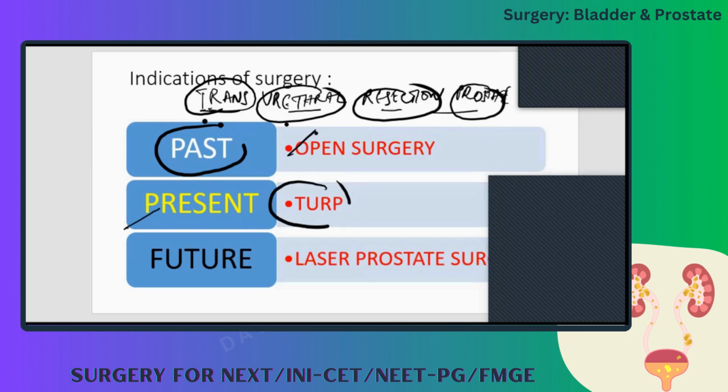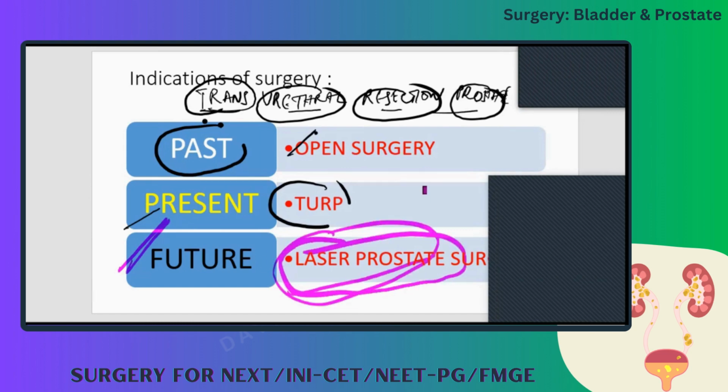In earlier days, open surgery meant we had to open it. Nowadays, we are just putting a small scope inside the bladder and resecting the tumor outside. That is TURP. And the future, which has already started, and by the time you complete your postgraduation will be the norm, is laser prostate. Everybody will do laser prostate surgeries.